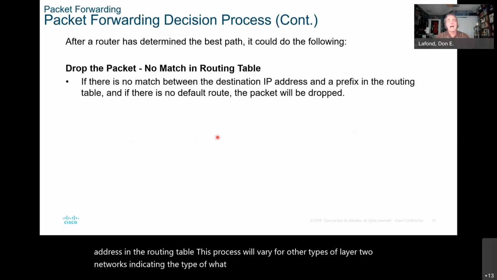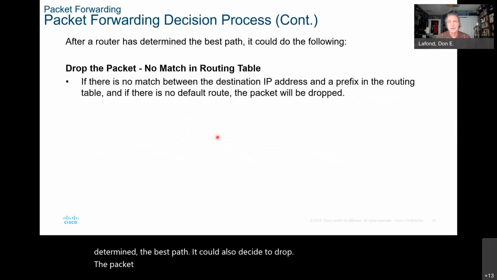Now, after the router has determined the best path, it could also decide to drop the packet if there is no match in the routing table.